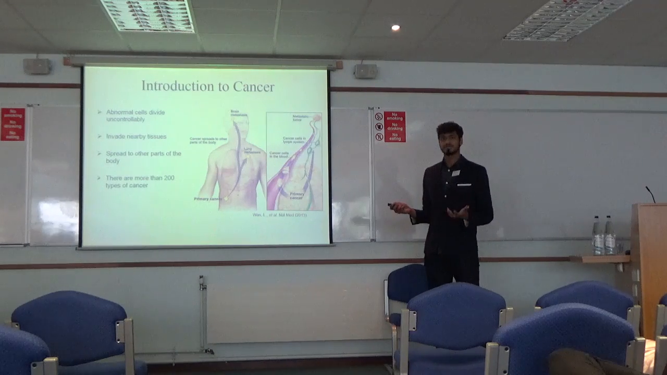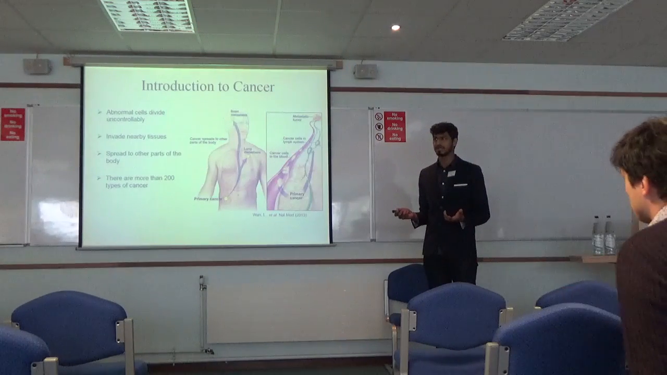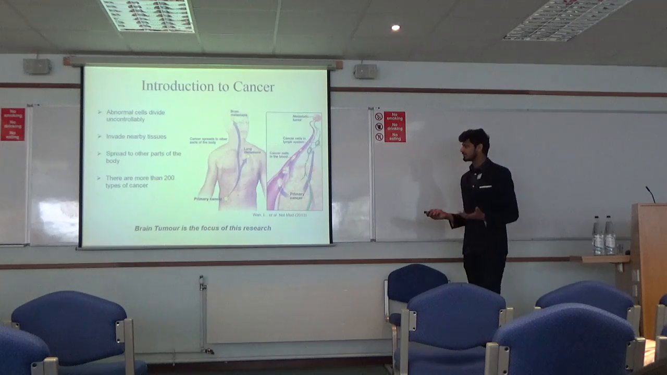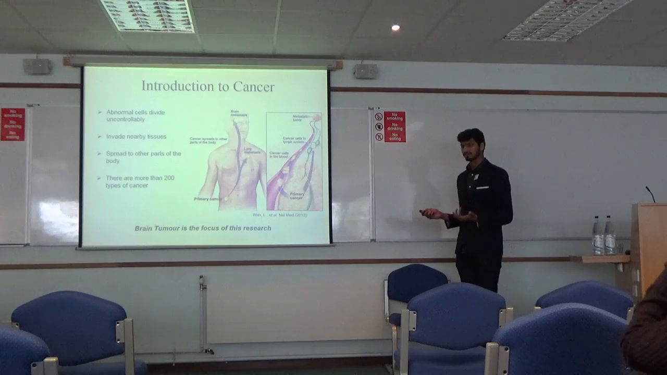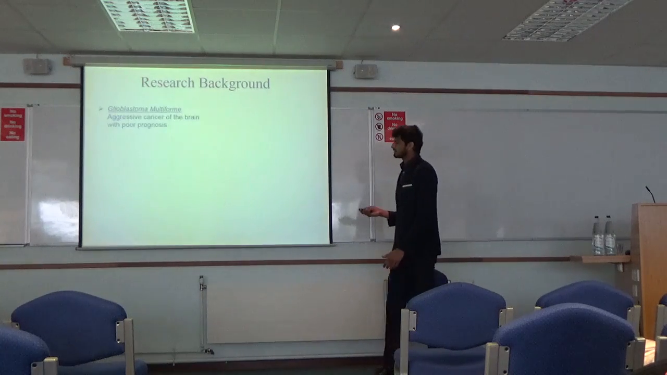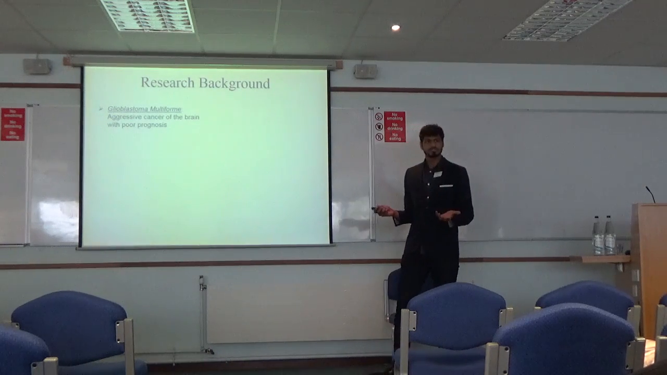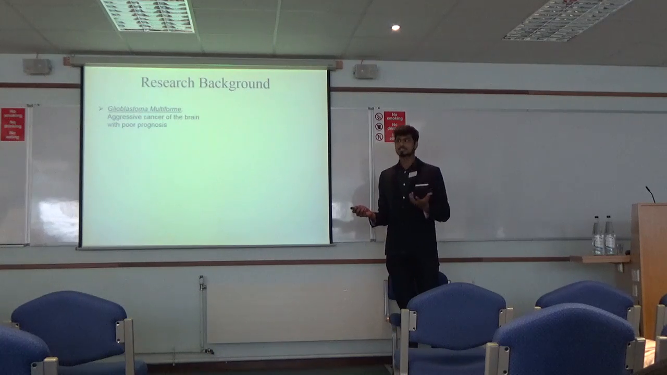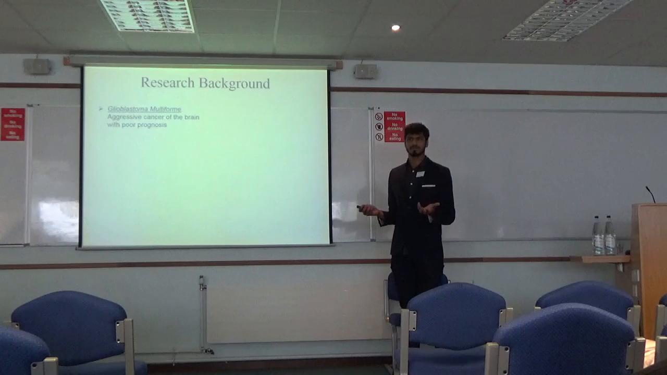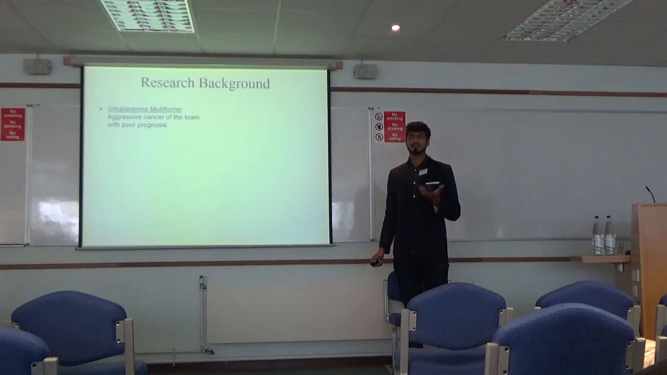And there are more than 200 types of cancer. So the treatments also differ for different types of cancer, and it's really hard to treat at the same time. My main focus of research is the brain tumor. So I'll give you a bit of research background. Glioblastoma multiforme, which is the advanced stage of glioma, is an aggressive cancer of the brain with poor prognosis, with a median survival of 15 months only.